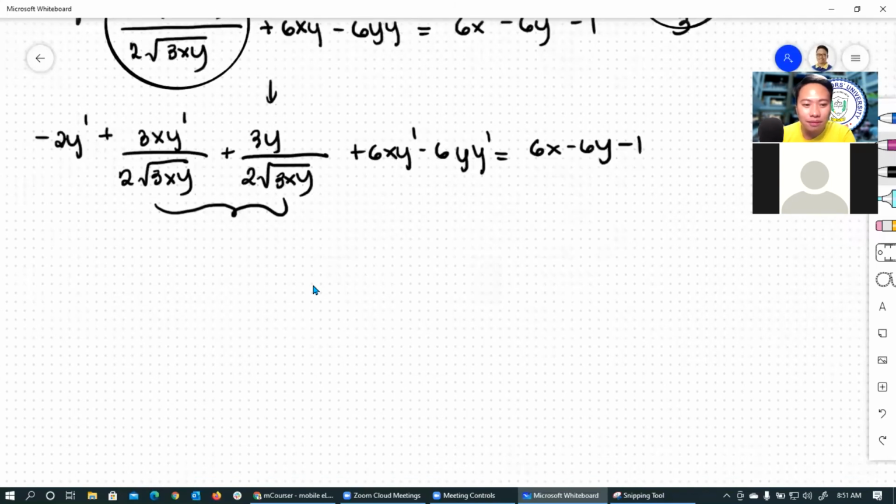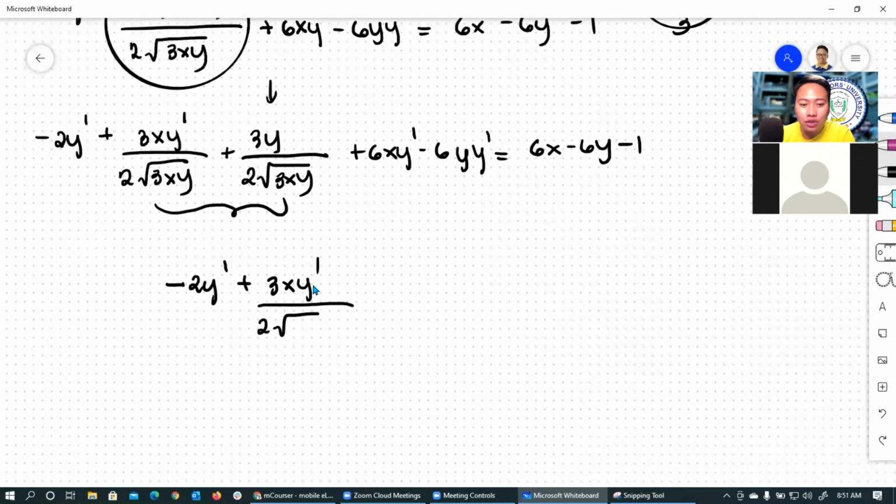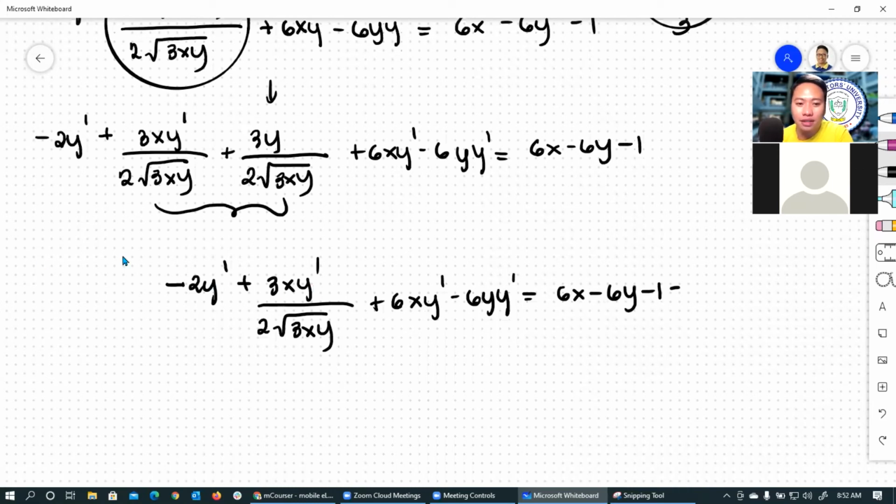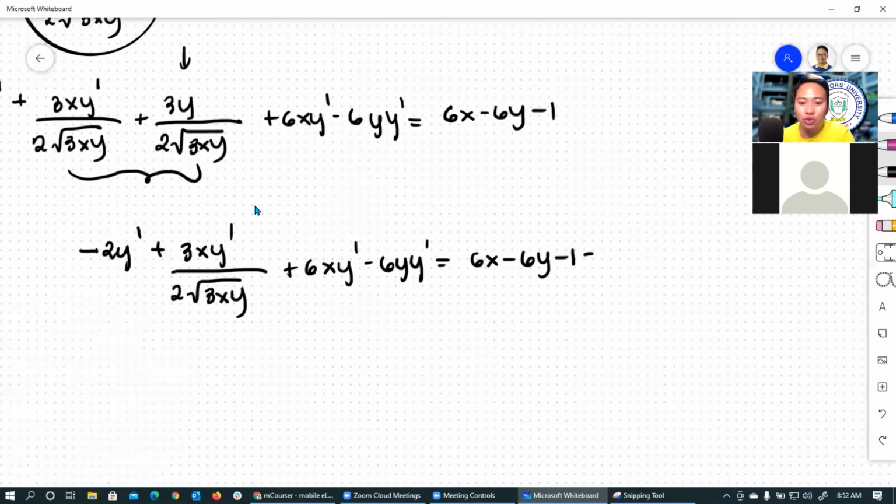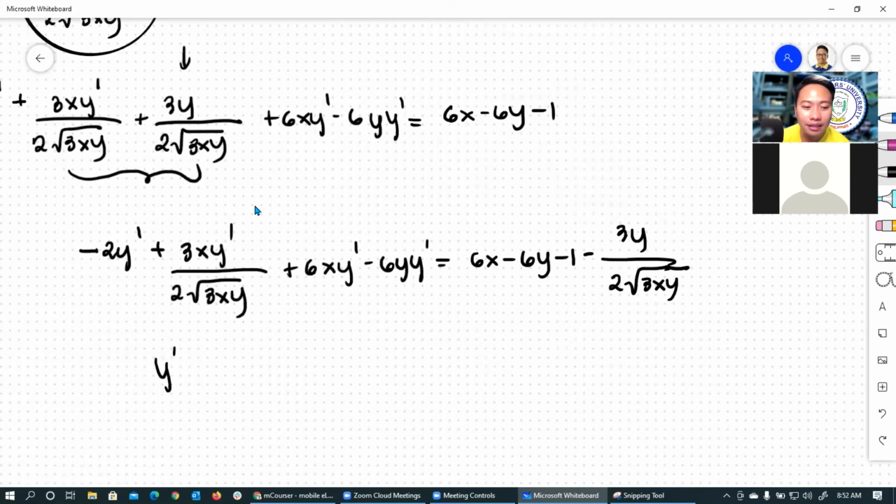So what remains here is 2y prime plus 3xy prime over 2 square root of 3xy plus 6xy prime minus 6y prime equals 6x minus 6y minus 1 minus 3y over 2 square root of 3xy. Okay, factor out the y prime on the left side.